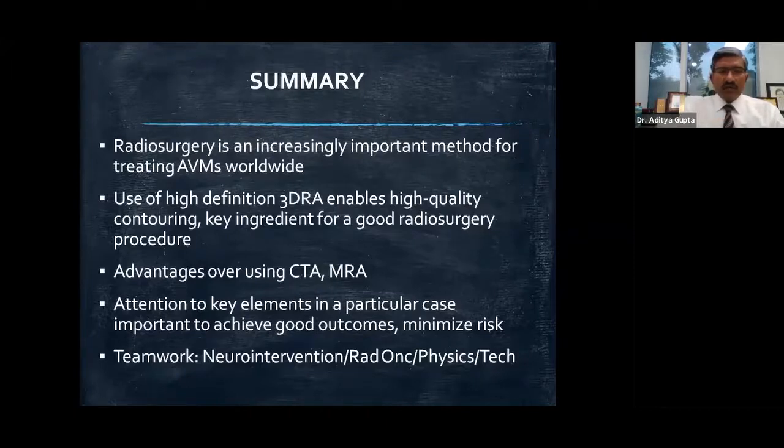At the end of it, what I would like to say is it's all about good teamwork between radiation oncology, neurosurgery, physics team, technology team, and the neurointervention team.